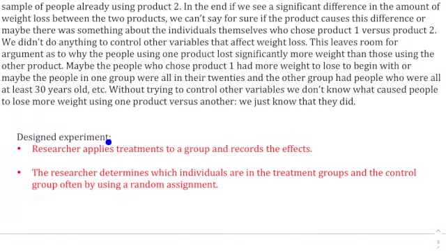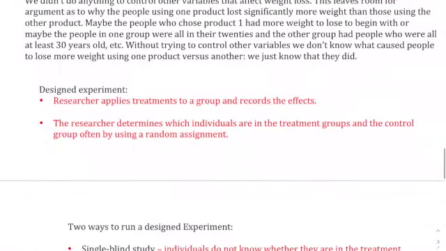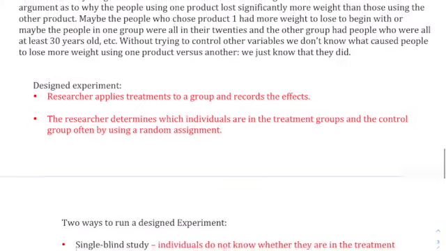About the designed experiment. A designed experiment is where the researcher applies treatments to a group and records the effects. So the researcher knows what kind of treatment was given. In an observational study, there's no treatment. We just sit there and watch. So in a designed experiment, the researcher applies treatments to a group and then records the effect. The researcher determines which individuals are in the treatment group and the control group, often by using random assignment. So the researcher also knows which individual is going to get the treatment and which individual is not. That's called the designed experiment.